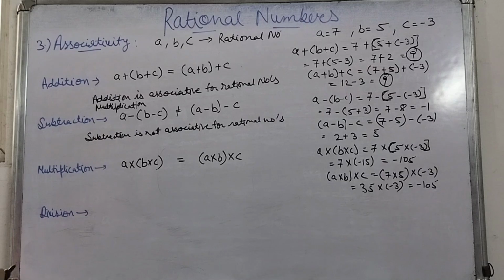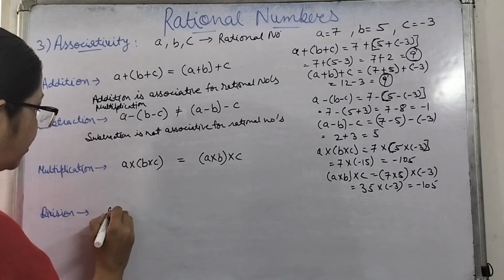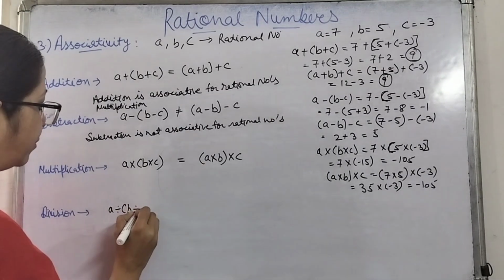Now let's check for division. For the division, your statement will be A divided by (B divided by C).